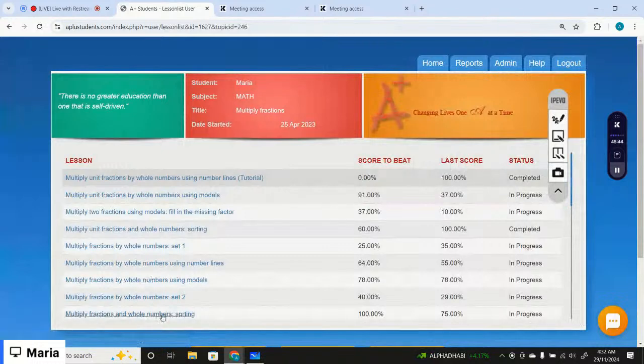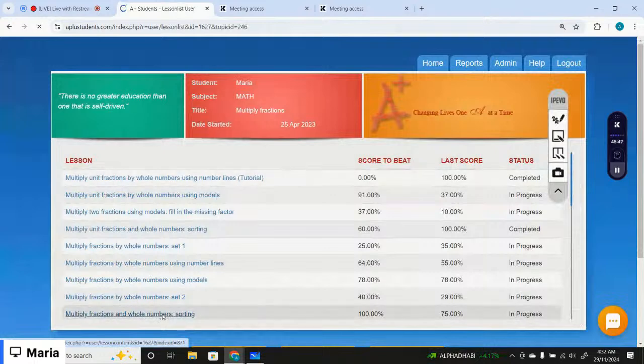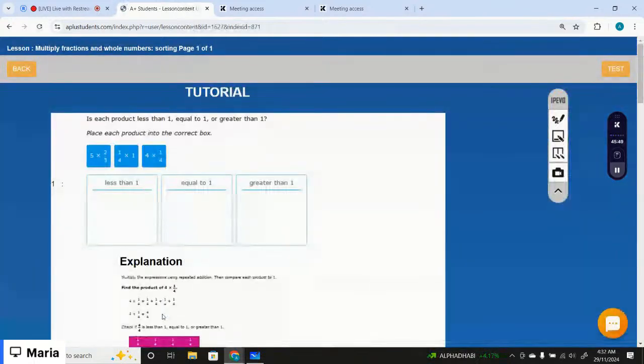The next lesson is multiply fractions and whole numbers sorting. In each, is each product less than 1, equal to 1 or greater than 1? So 5 times 2 by 3, 4 times 1 over 4. 1 over 4 is less than 1. And 4 times 1 over 4 is equal to 1. And 5 times 2 by 3 is greater than 1.